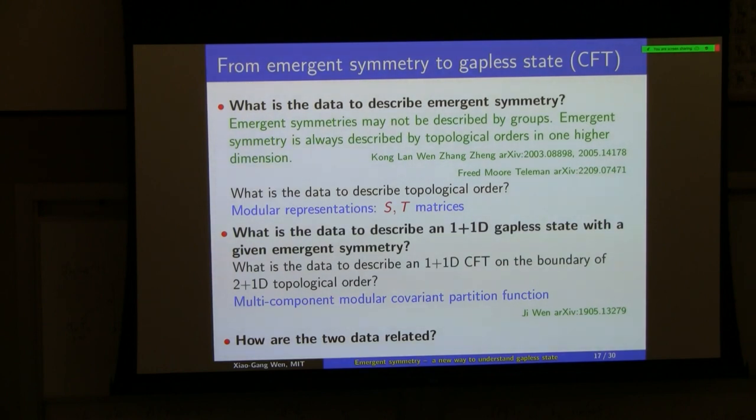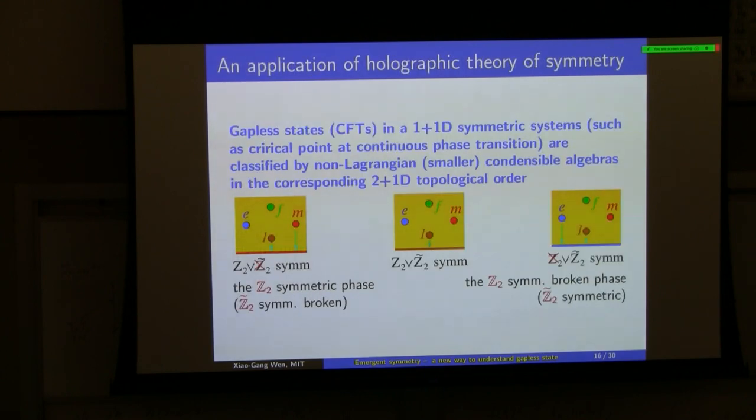Okay, so can we get more quantitative? This is just some very vague thought, just some correspondence. But can we obtain a more quantitative description? How are gapless states determined by the bulk topological order and its anyon condensation?